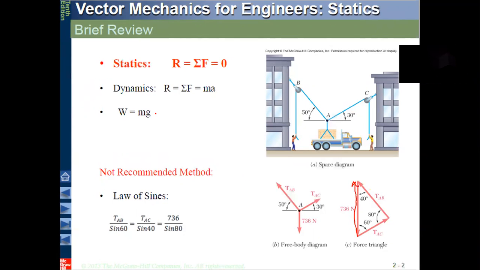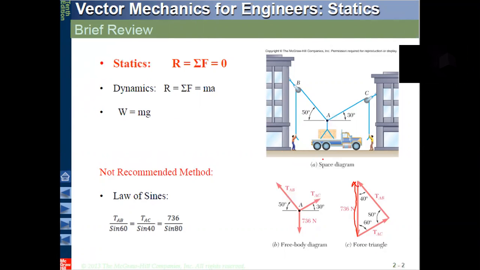We have a weight force that is always vertically downward and is equal to mass times gravitational constant. Usually in your problems, you are given W, the gravitational force, and not the mass. So you do not need to multiply mass by the gravitational constant, and you can directly use the weight force in your equilibrium equations.